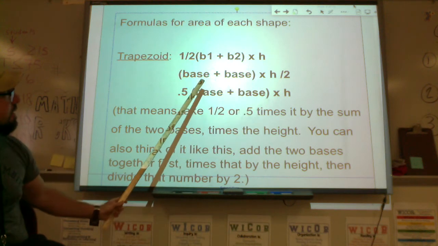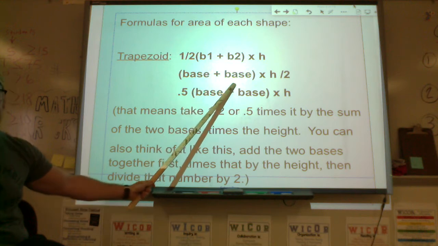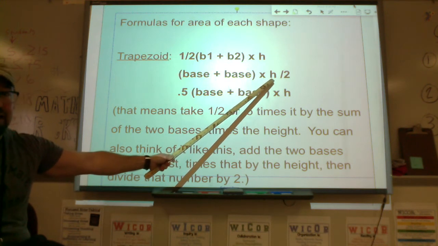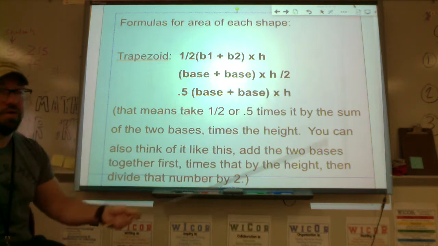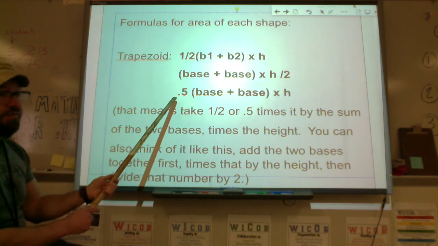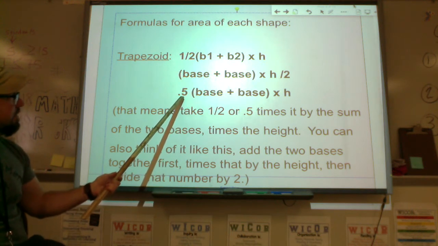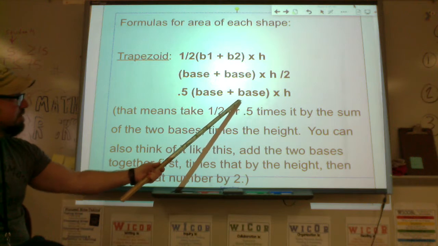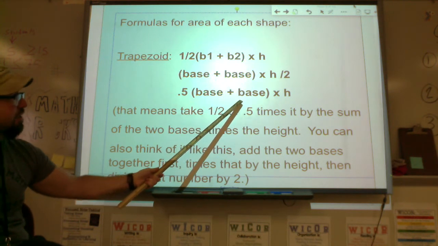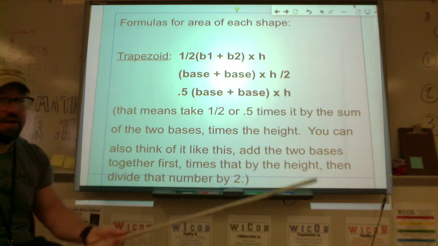Here's another way of thinking of it. Add the two bases together, take that number times the height, and then take that number and divide it by 2 last. And another way to think of it is 0.5, because we all know how to put 0.5 in a calculator. Take 0.5 and multiply that times the parentheses. So this is like an order of operations thing. You have to add the two bases, times it by 0.5, take that and times it by the height.